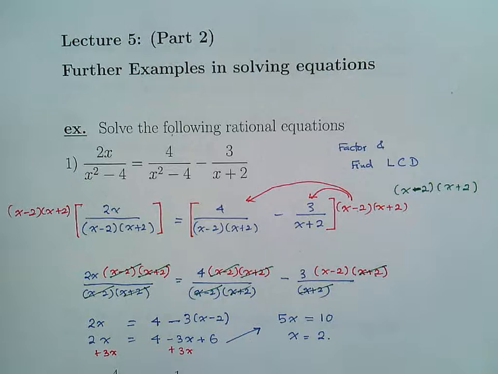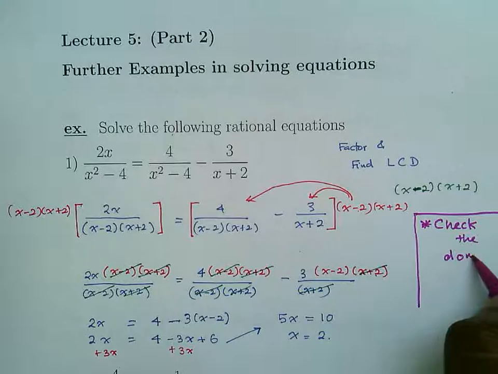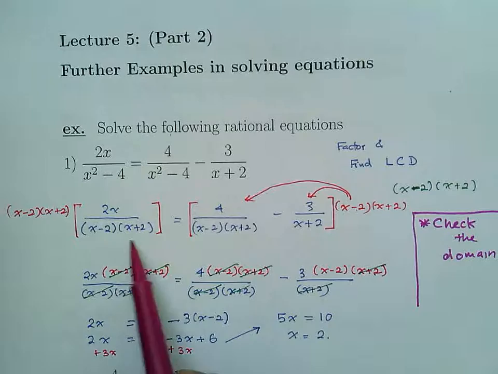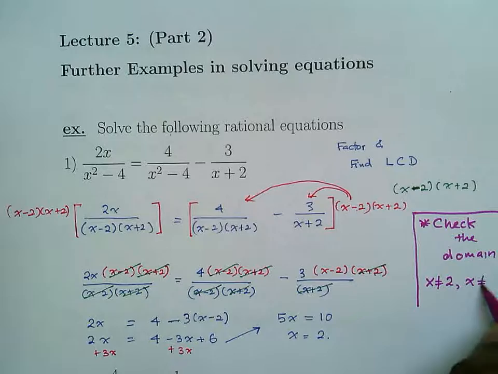Now I just mentioned in class that you will have to check the domain first. I actually forgot that in this example, so you would just remember this. You need to check the domain. You can see from the original equation that x cannot be plus 2 and x cannot be minus 2. You don't have to write it in interval notation, just write what x cannot be.